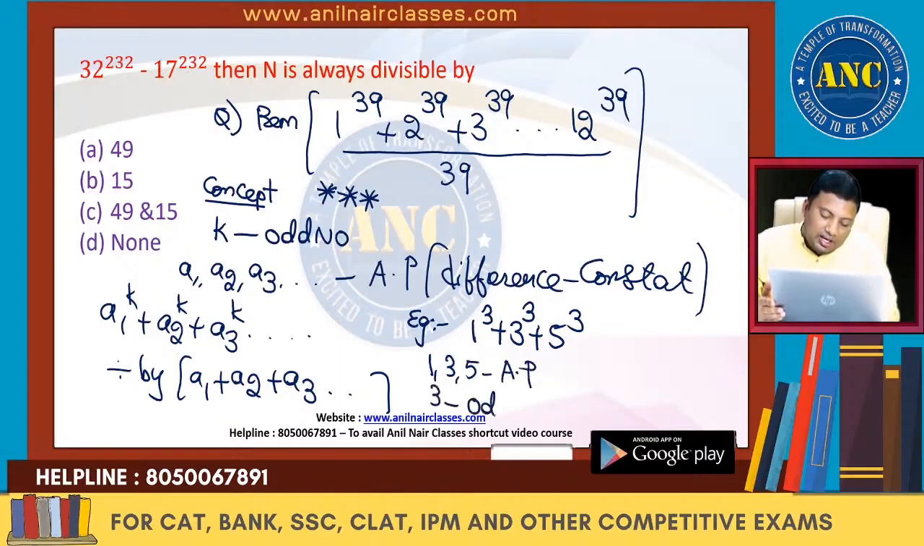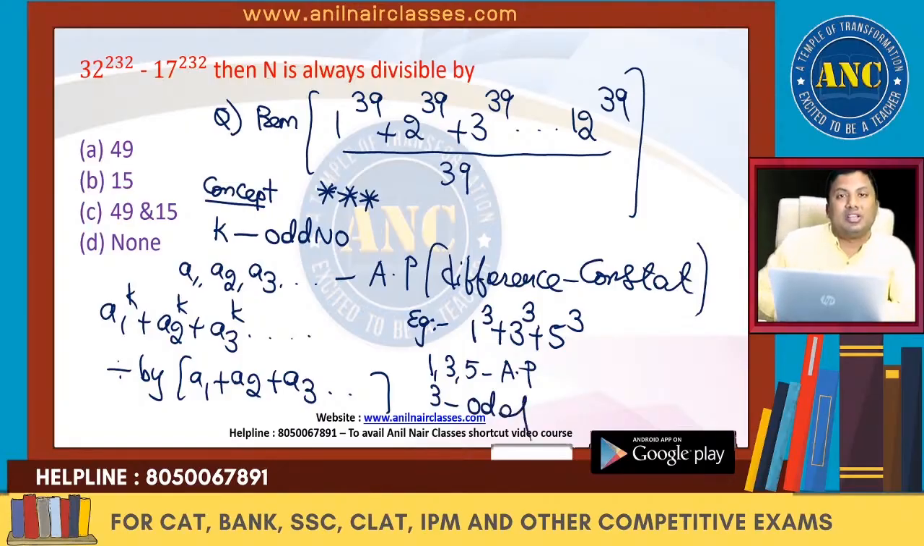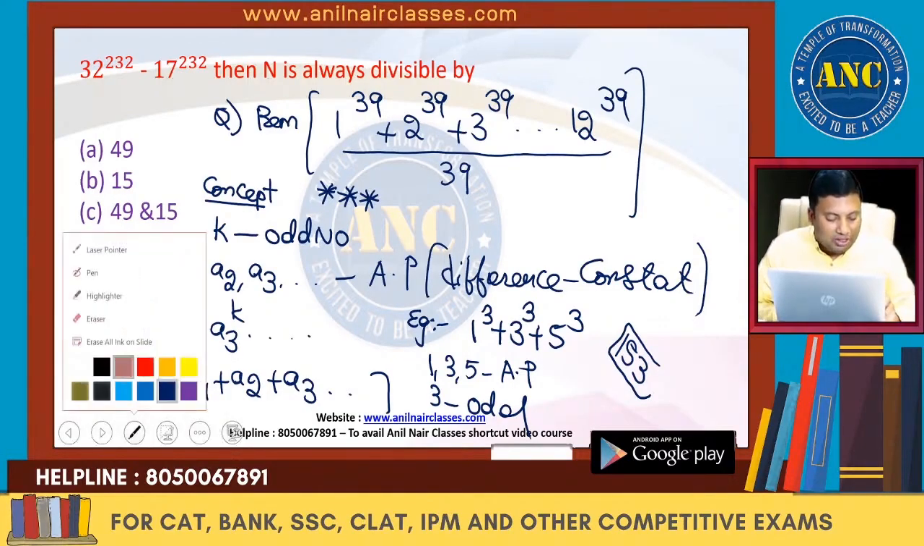Check whether it is divisible by the sum of the bases. 1 plus 3 plus 5 is 9. 1 cube is 1. 3 cube is 27. 5 cube is 125. 125 plus 27 is 152, plus 1 is 153. 153 is definitely divisible by 9, it is 9 into 17. I hope the idea is clear. Please put a star mark on this concept.